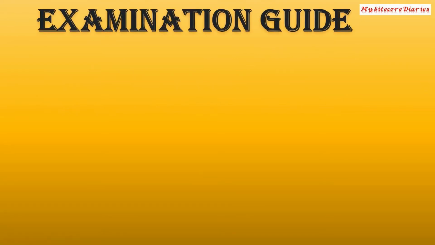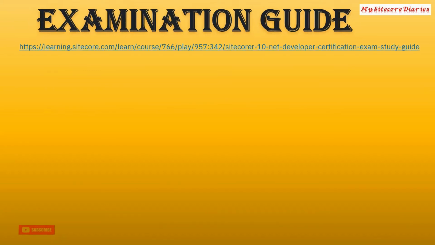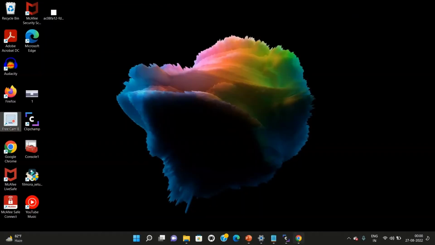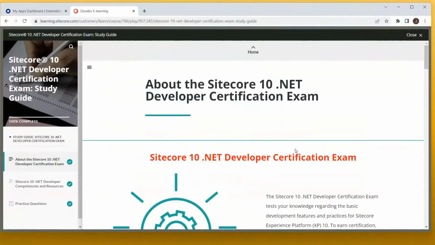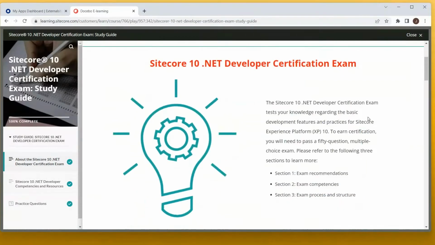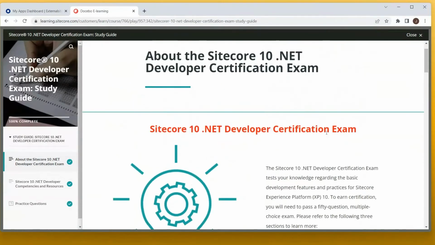So we will start with the examination guide. This is the link for the examination guide. If you have a Sitecore account and you can log into the learning portal, then you can go to this examination guide. So this link will look something like this. Okay, so this has 3 parts.